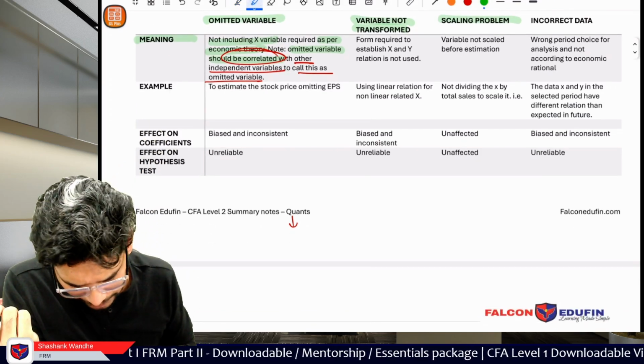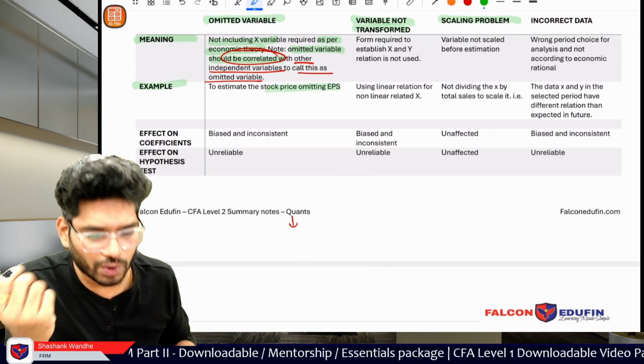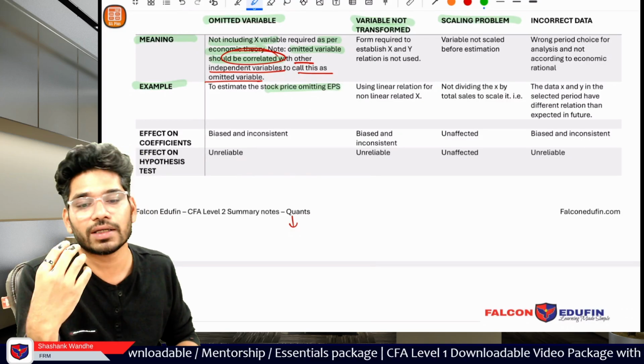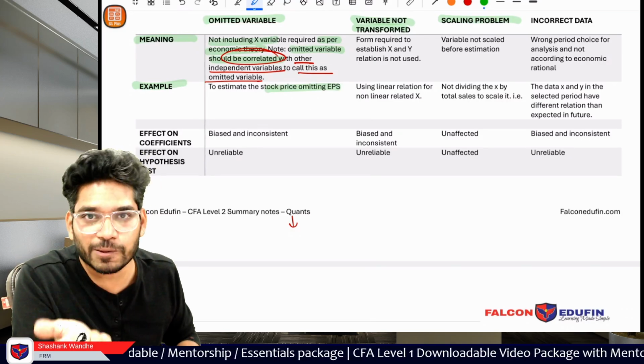Now, to estimate, the example is very simple: to estimate the stock prices omitting the EPS. This is just an example. Again, there may be models where the EPS is dropped. This is just for explanation purposes.